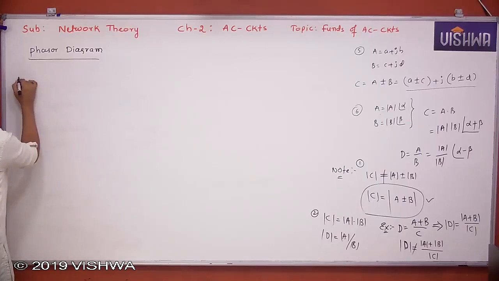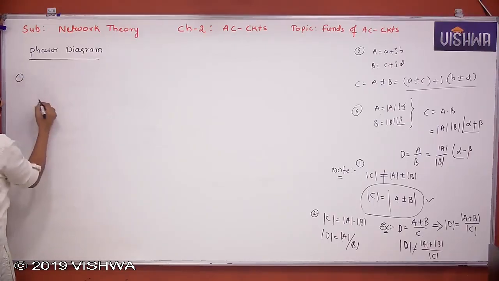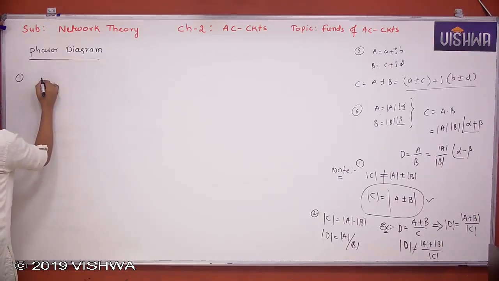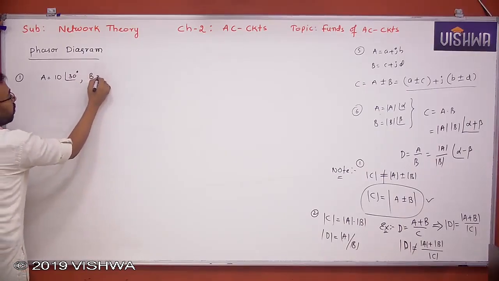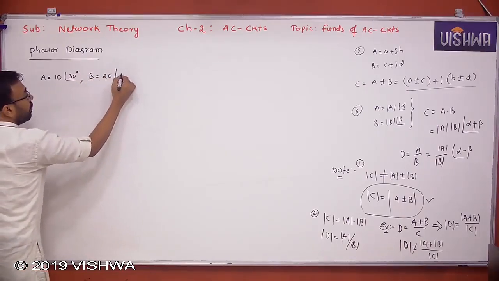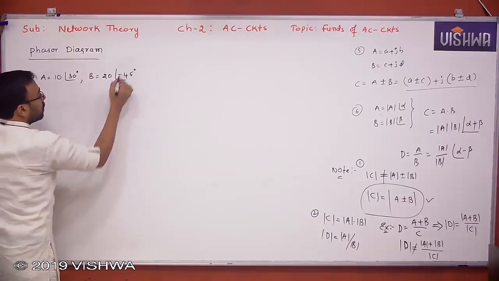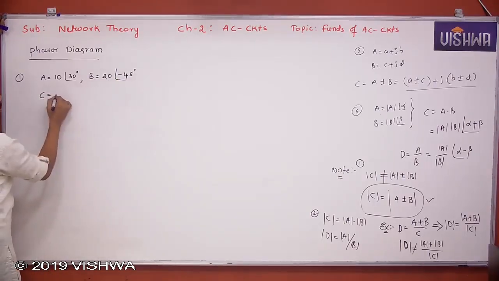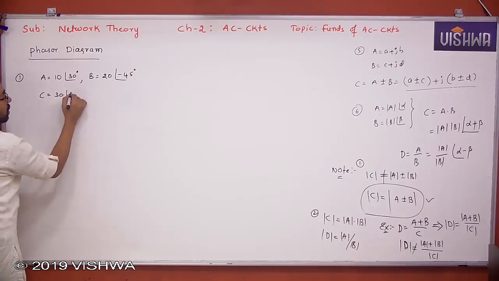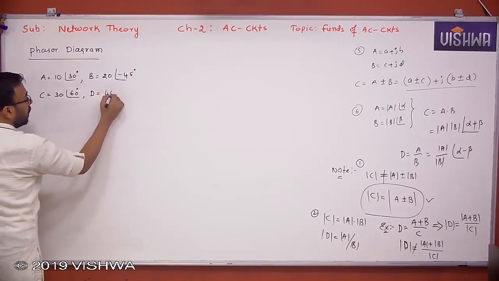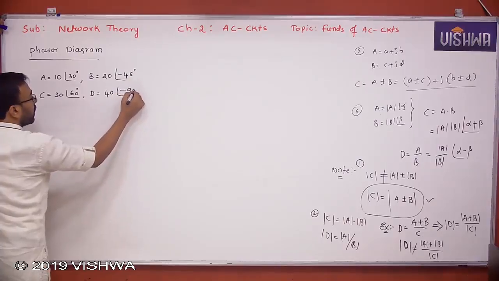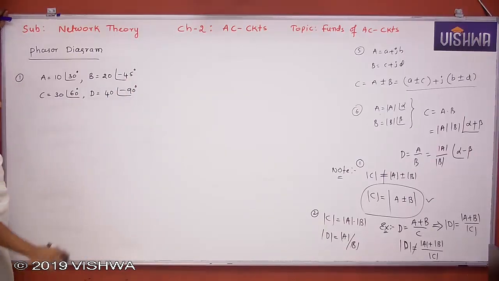So in phasor diagrams, generally how do we draw the phasor diagram? First of all, we need to list out all the phasors. For example, A is 10 at an angle of, let us say, 30 degrees. B is equal to 20 at an angle of minus 45 degrees. C is equal to 30 at an angle of, let us say, 60 degrees. And D is equal to 40 at an angle of minus 90 degrees. Clear?